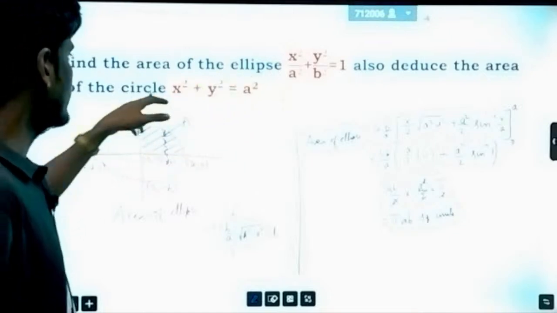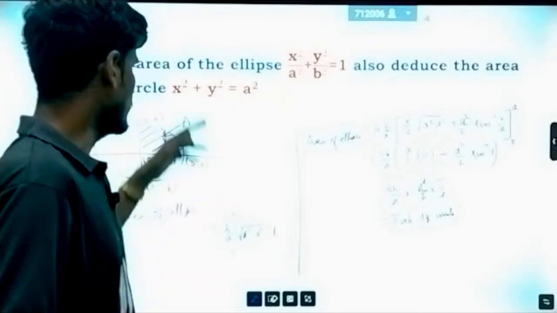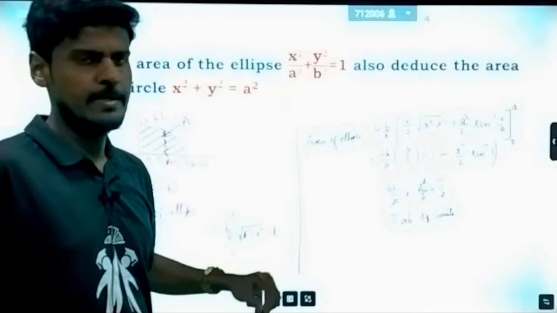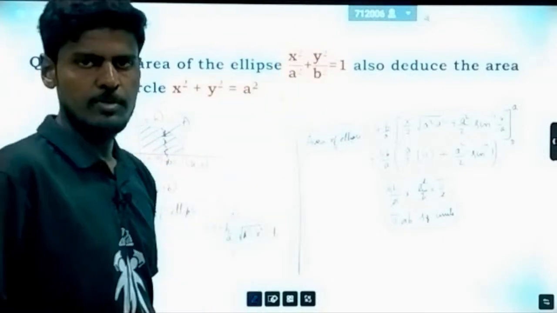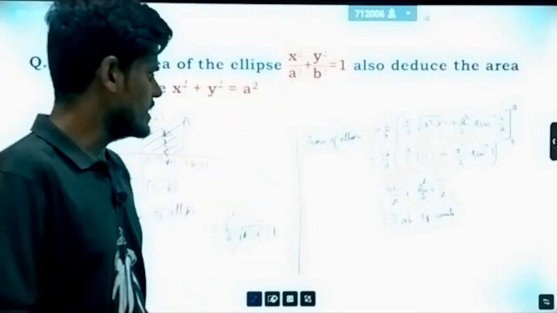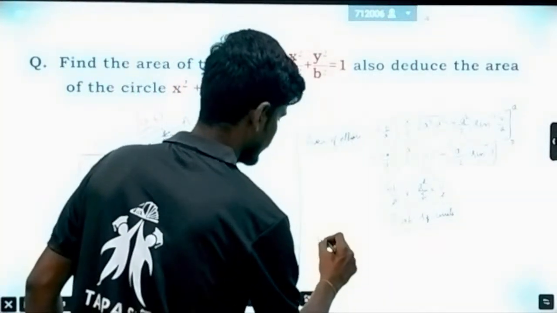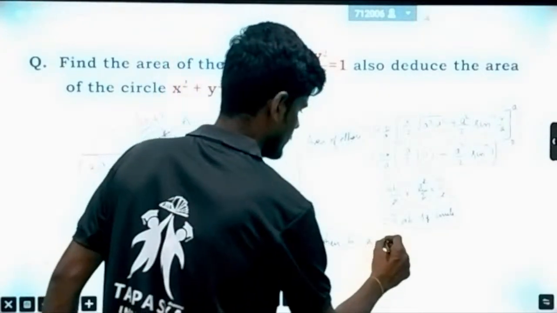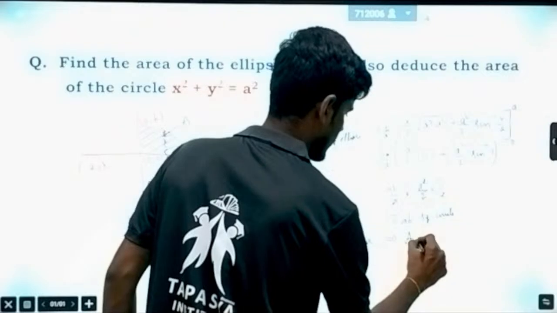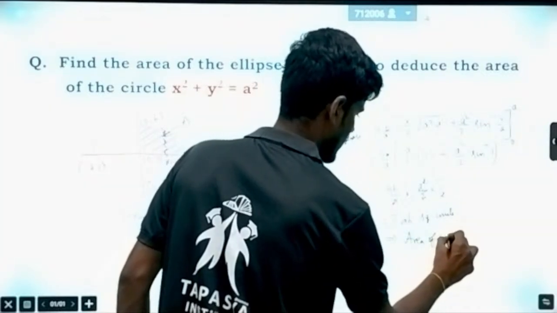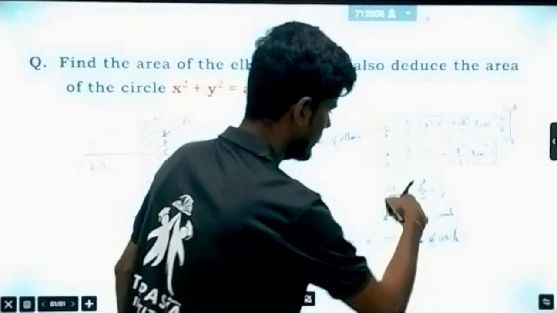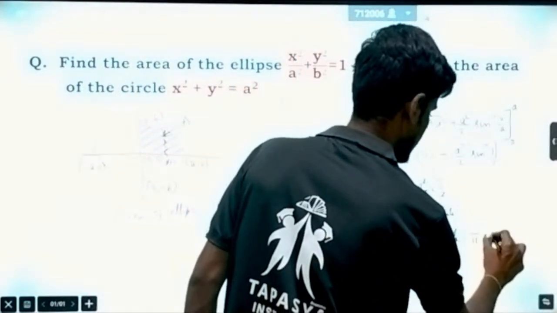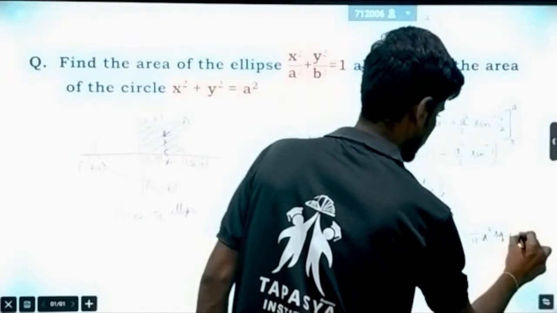Now from this, what will be the area of the circle? x square plus y square equal to a square. By observation, we can say that when b equal to a, this curve becomes a circle, the second equation. That means when b becomes a, this implies the area of the circle. So in the final answer also we will substitute b equal to a. That means we will get pi times a square units.